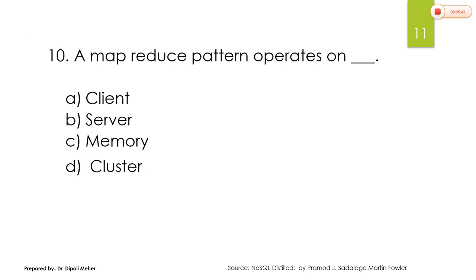Next question is, a MapReduce pattern operates on dash. So it operates on what? Options are A, client, B, server, C, memory, and D, cluster. The correct option is option D, cluster. So a MapReduce pattern operates on cluster.